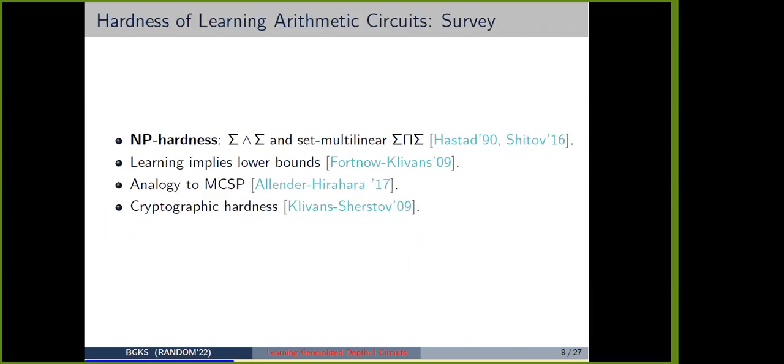Now, before moving on, let's do a quick survey of what's known in learning. So the first thing to know about learning is it's expected to be a really hard problem for most circuit classes. We have some evidence that points to that: there are NP hardness results which show that for some circuits, learning them is NP hard. There's also that learning implies lower bounds, which we struggle with. And then there is an analogy to MCSP, which is considered a really hard problem in the Boolean setting. And there are also some cryptographic hardness results now.